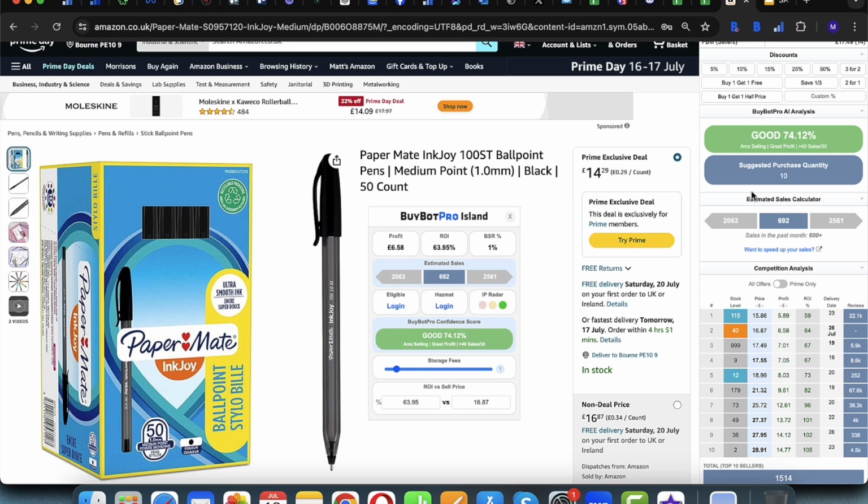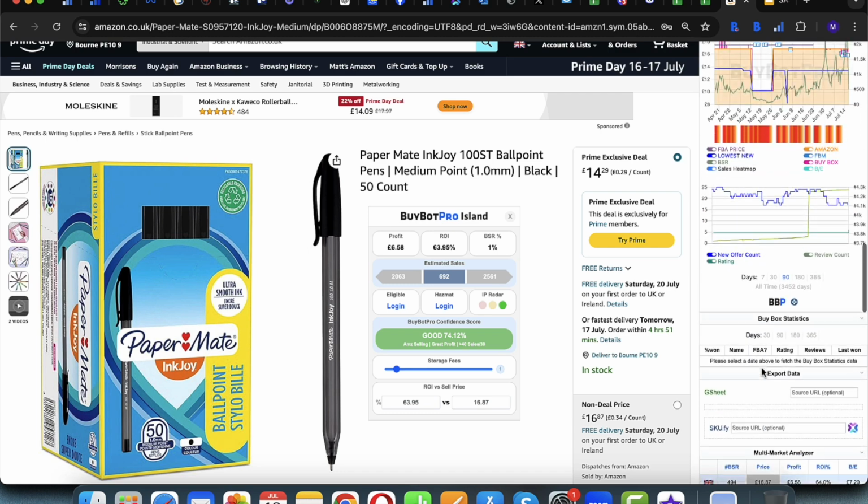So yeah, I find the estimated sales calculator really useful, and obviously get a lot of data there. You get what BuyBotPro has worked out based on the data points that it has access to, and you get this here that it displays with information that is direct from Amazon. So you combine the two, and you can basically reaffirm what we have here. So yeah, really, really useful.